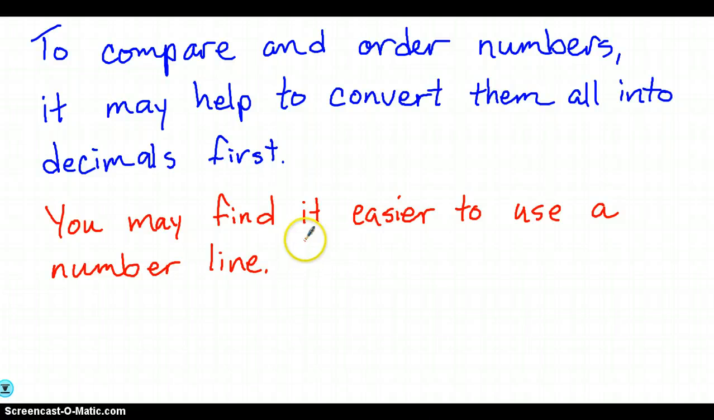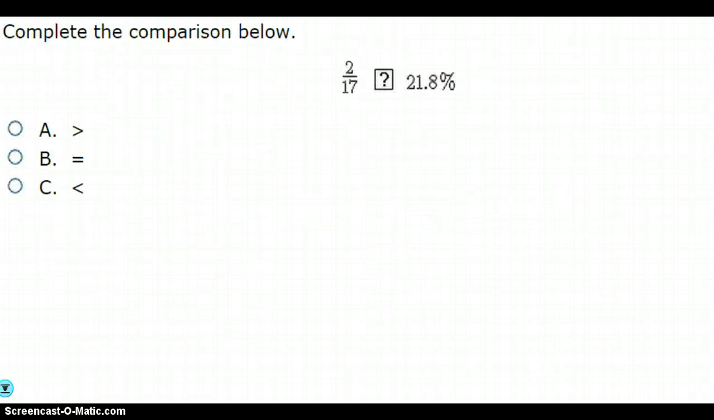So to compare and order real numbers, it may help to convert them all into decimals first. You may find it easier to use a number line too when you're trying to put them in order. So let's take a look at this expression here. We have to decide if these two terms are greater than, less than, or equal to each other. And so I'm going to show you the way I do it. With these, I just convert them into decimals and then I compare.